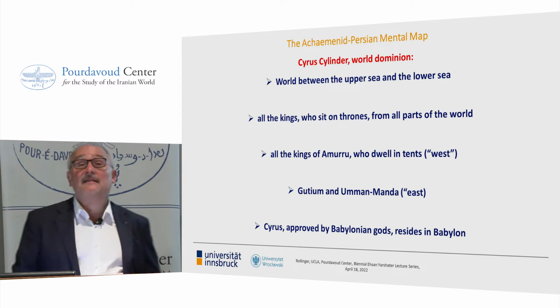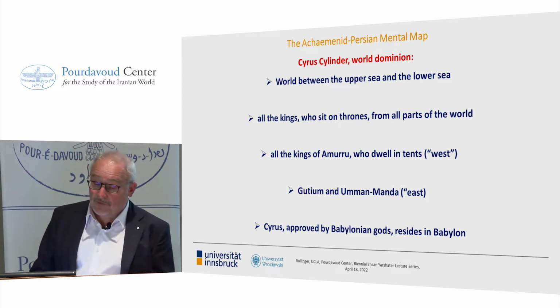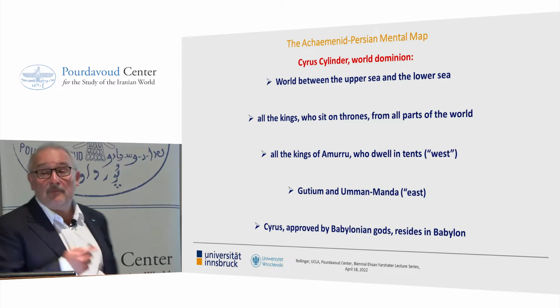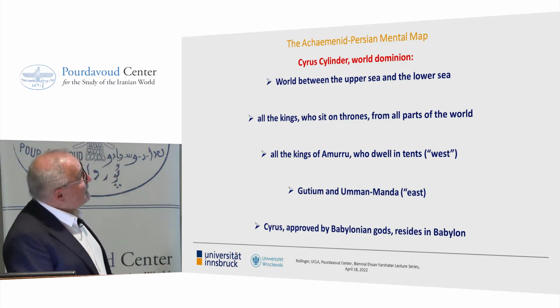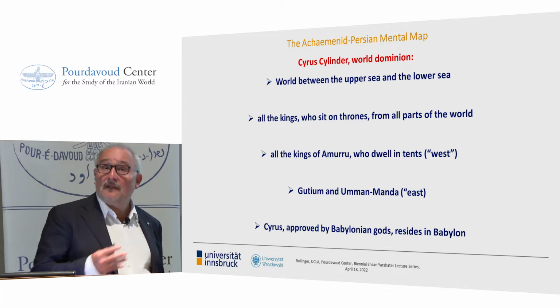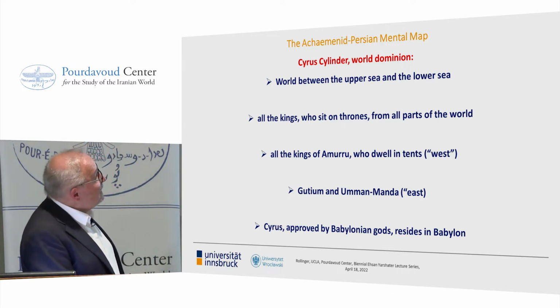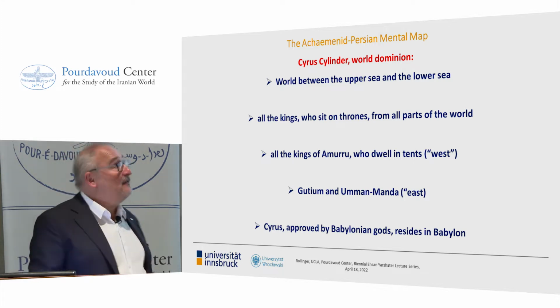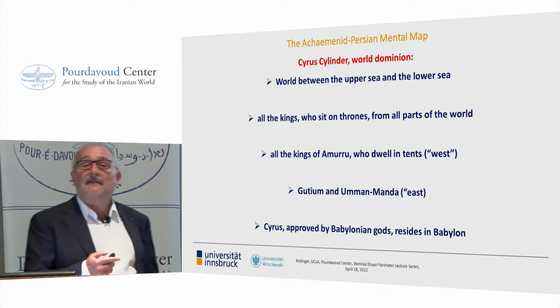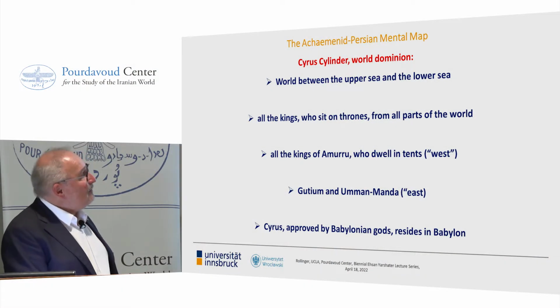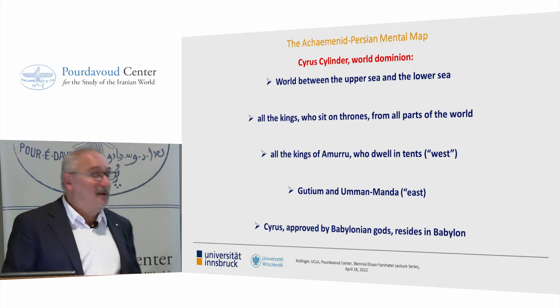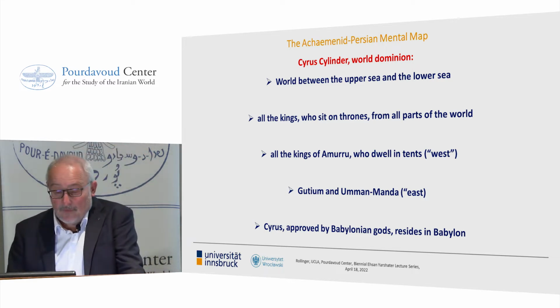So let's summarize these ideas which we have just introduced. World rule is defined as the rule between the upper sea and the lower sea. There are specific terms which give these ideas a special substance. All the kings who sit on thrones, as I called them, the civilized world; all the kings of Amuru who are dwelling in tents, referring, of course, to the pastoral nomadic worlds outside Babylonia. And then the eastern world with these two special terms, Gutium and Umanmanda. And of course, Cyrus as a legitimate king who has been approved by the Babylonian gods and who is residing in Babylon.